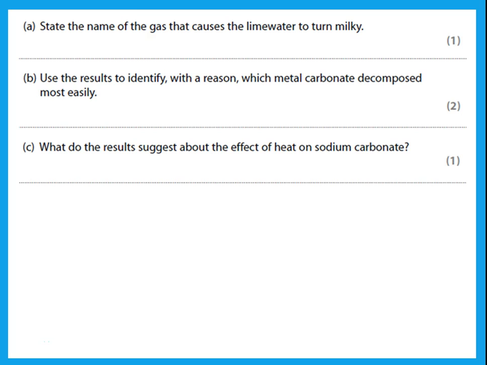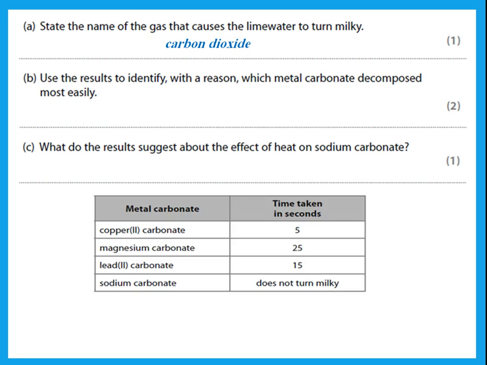State the name of the gas that causes lime water to turn milky. Of course, we said when we heat carbonates, it gives carbon dioxide gas. Use the results to identify with a reason which metal carbonate decomposed most easily. So you look at the table again. Which one decomposed most easily? Most easily means it decomposed to give lots of carbon dioxide very quickly. That means the lime water turned milky very quickly. That means it needed less time. So which one needed less time?